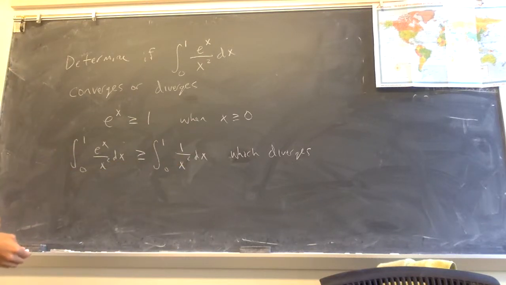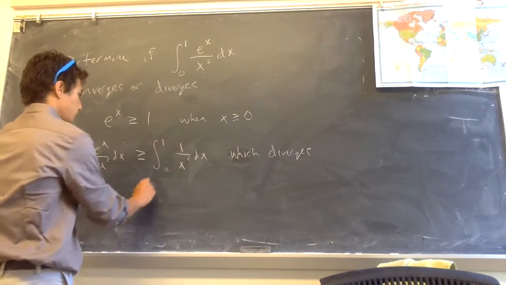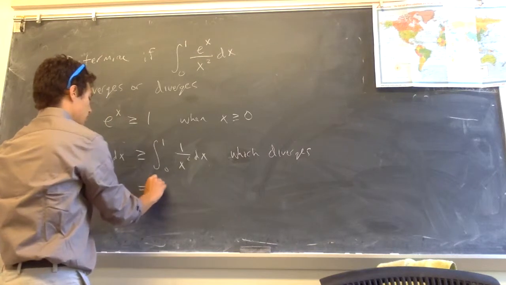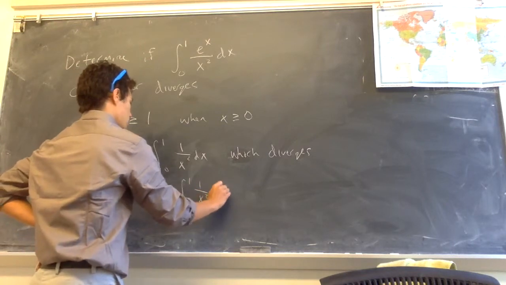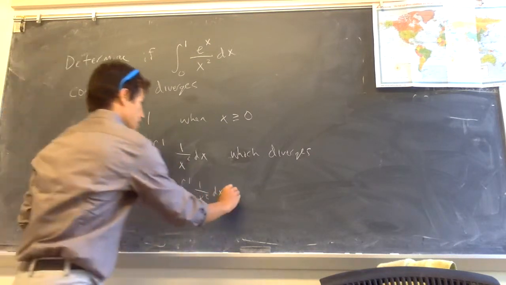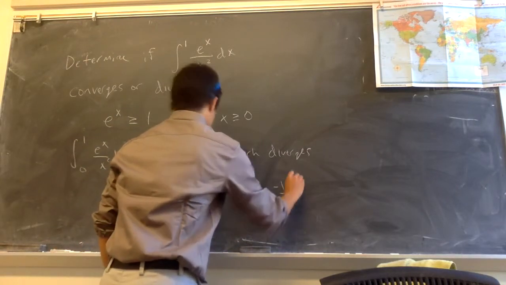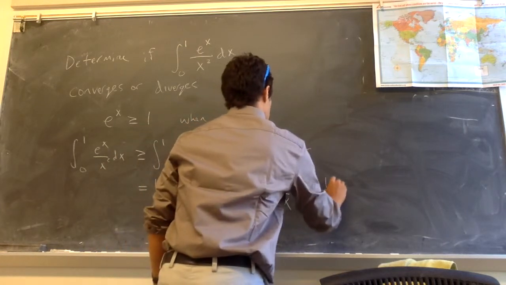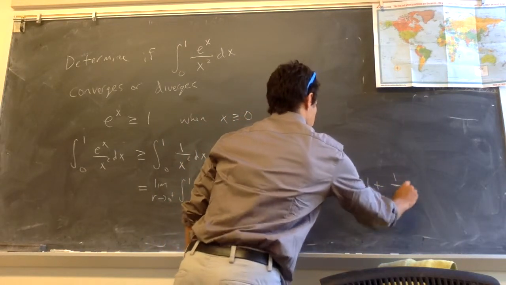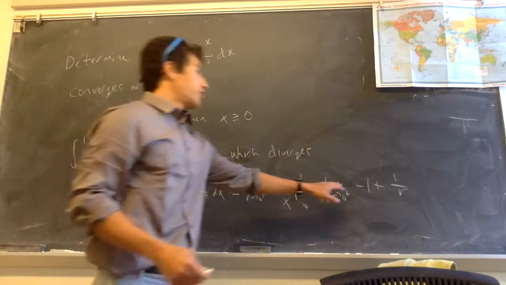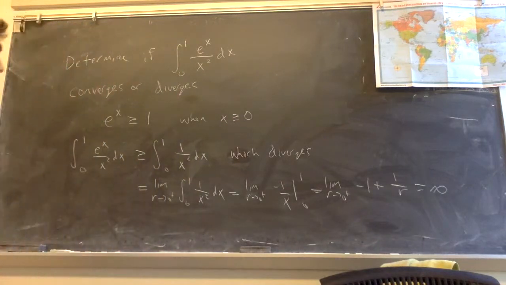If you don't remember the p-test, you can evaluate this directly by a limit and see that it diverges. So this, if you didn't know, is equal to the limit as r goes to 0 from the right of the integral from r to 1 of 1 over x squared dx. That's the definition of this improper integral. And this is just equal to the limit as r goes to 0 from the right of negative 1 over x evaluated from r to 1, which is the limit as r goes to 0 from the right of negative 1 plus 1 over r. And you see that as r goes to 0 from the right, this piece tends to infinity. So this limit does not exist because it tends to infinity.